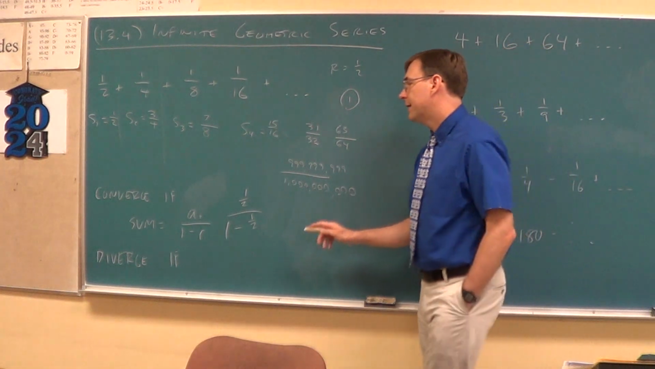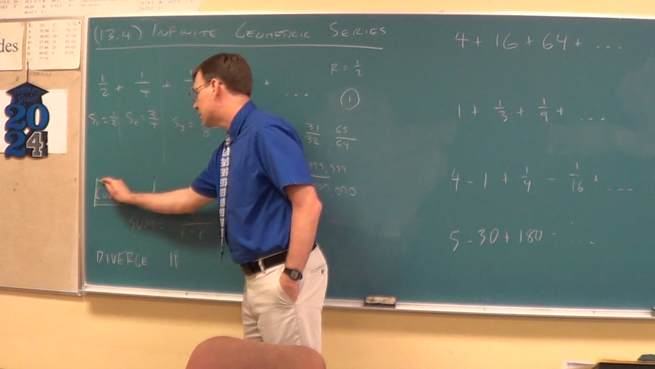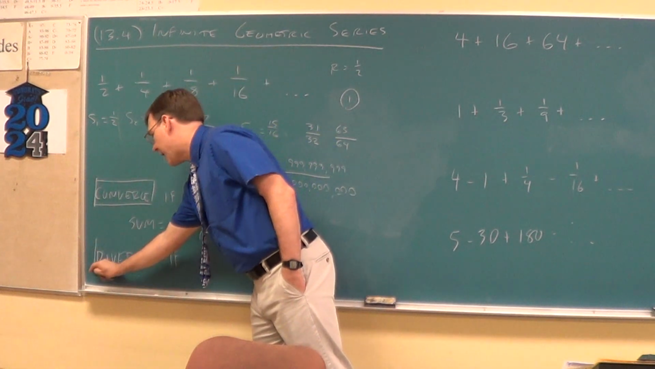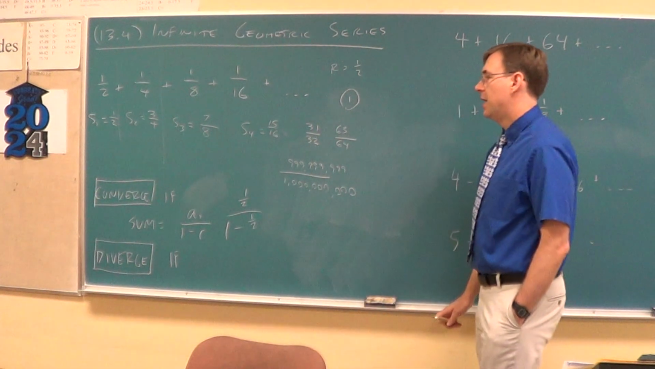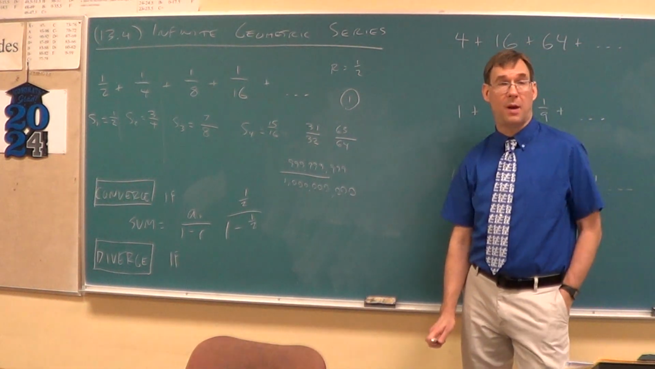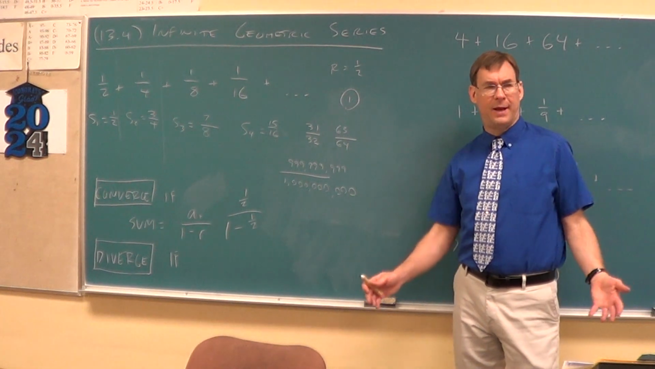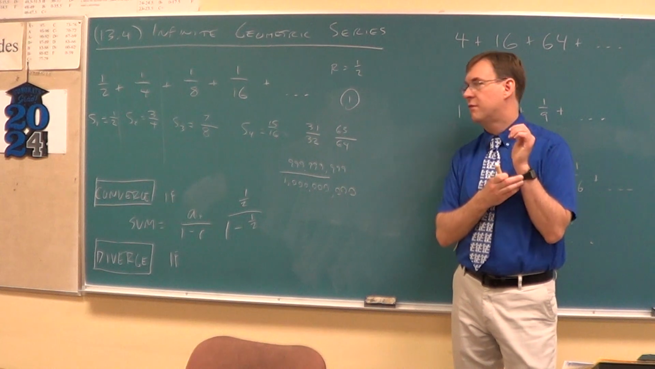You can only find the sums of sequences that are called converging sequences. There's another category called diverging sequences, and you can't find their sums, which is what you probably thought about yesterday. It's infinite. I can't find the sum. It'll just get bigger forever.